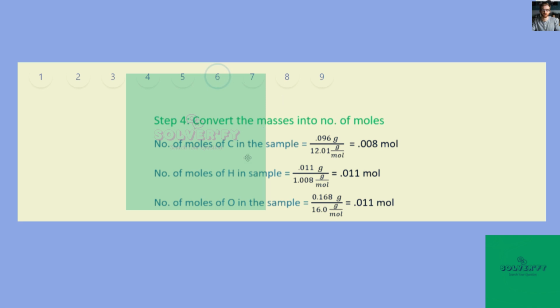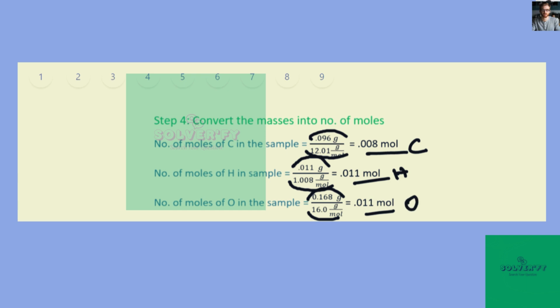Now we know all the masses, we can just convert all these masses to number of moles. We just divide the carbon mass by the molar mass of carbon to get the number of moles of carbon. Then we can divide the mass of hydrogen by the molar mass of hydrogen to get the number of moles of hydrogen. And then we can divide the mass of oxygen by the molar mass of oxygen to get the number of moles of oxygen. And from here we can see that the smallest value is 0.08.